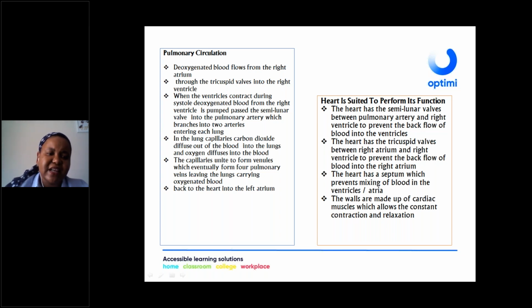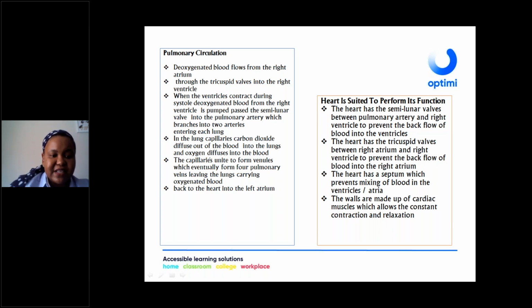So in our discussion, we were only looking at one part of the lung. But the pulmonary artery branches into two, one going into the left and the other into the right lung. In the lung, carbon dioxide will diffuse out of the blood into the lungs and we will exhale it. And then oxygen will diffuse into the blood.